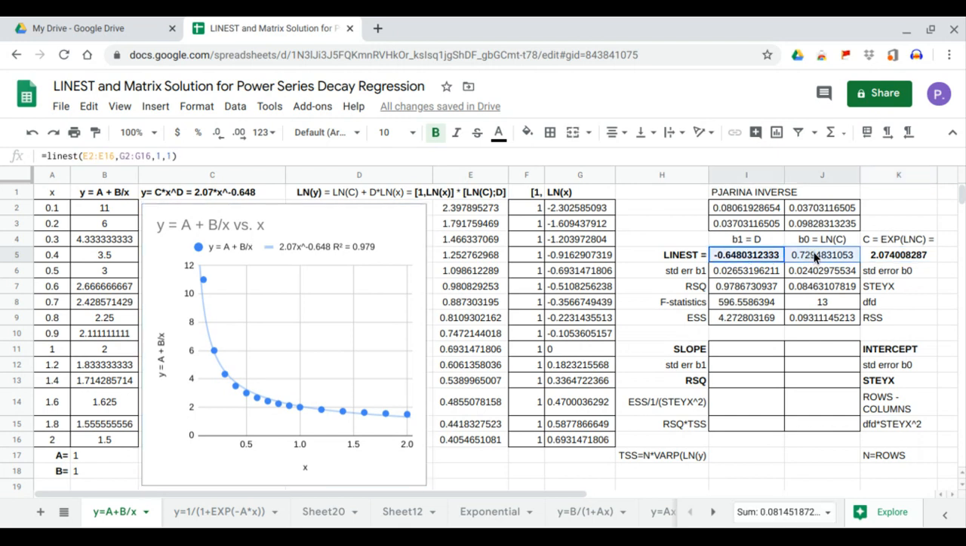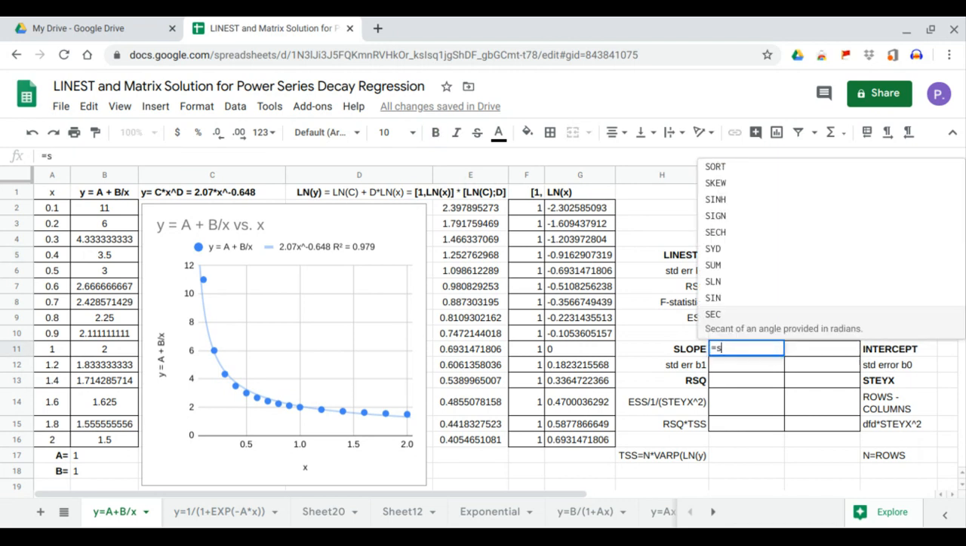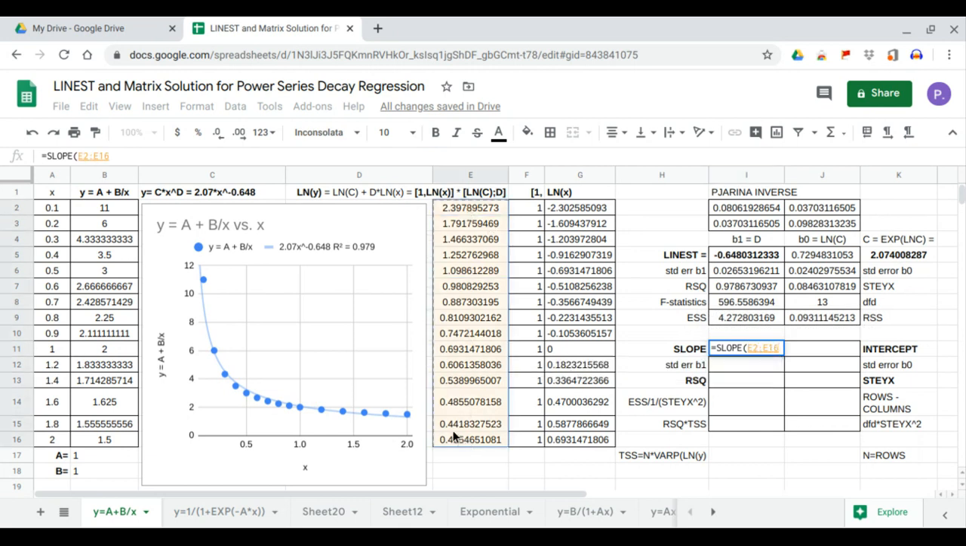So we can calculate these values using slope and intercept, starting with slope, data y, and data x, and then the intercept, data y, and data x. These values match to our LINEST output. Next, r squared can be calculated, data y, and data x. Standard error of y, sey, can be calculated also, data y, and data x. So these values match to our LINEST output.